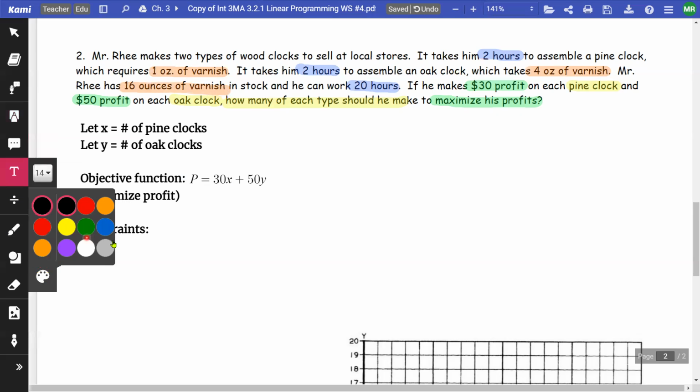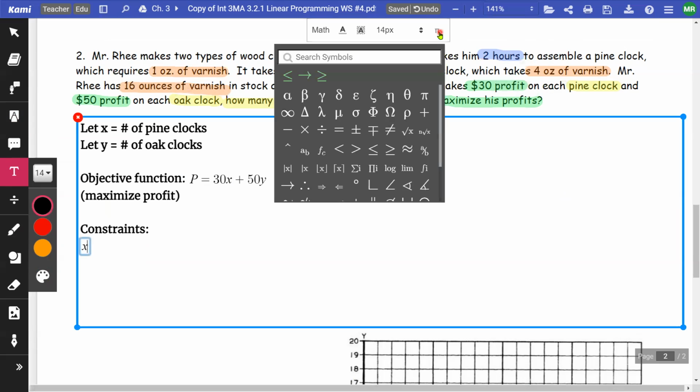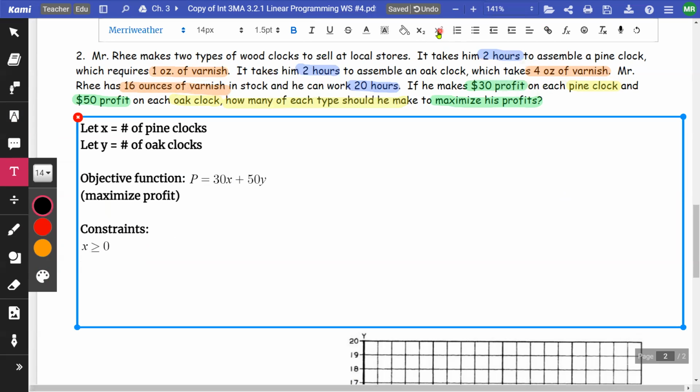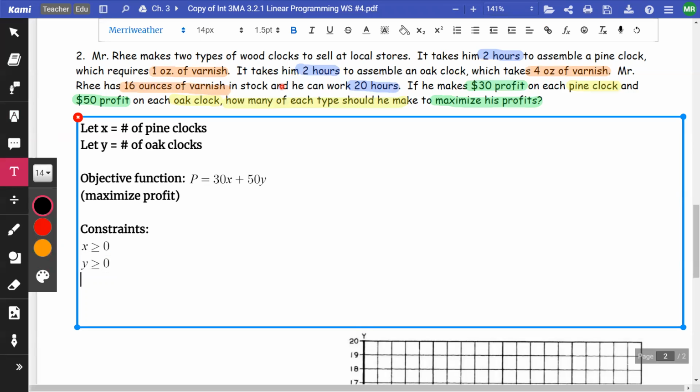So when you do your constraints, if they do not give you a lower bound, we will never have a negative amount. So we're always going to say X is greater than or equal to 0 as 1. Because we cannot have negative pine clocks, but we also cannot have negative oak clocks. So Y has to be greater than or equal to 0 also. Okay, so that's just saying that we can't have negative amounts.